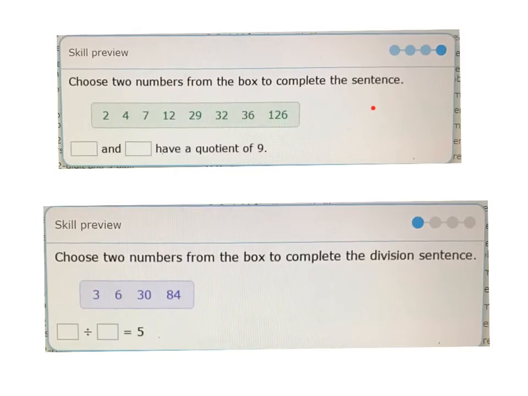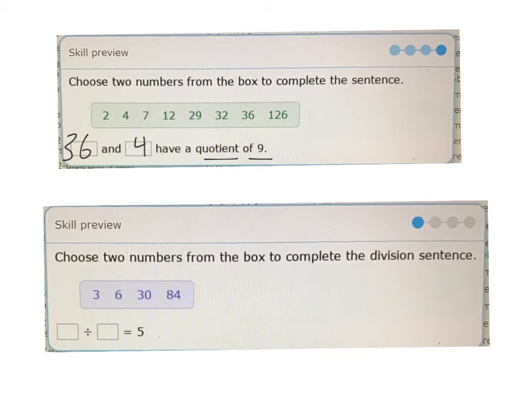In this top example, it says the same thing. I see blank and blank have a quotient of 9. So I'm like, okay, with 9, I know 36. I'm just looking and thinking of different factors associated with 9. 36, and I see 4. I know 4 times 9 is 36. Therefore, 36 divided by 4 equals 9, or has a quotient of 9.